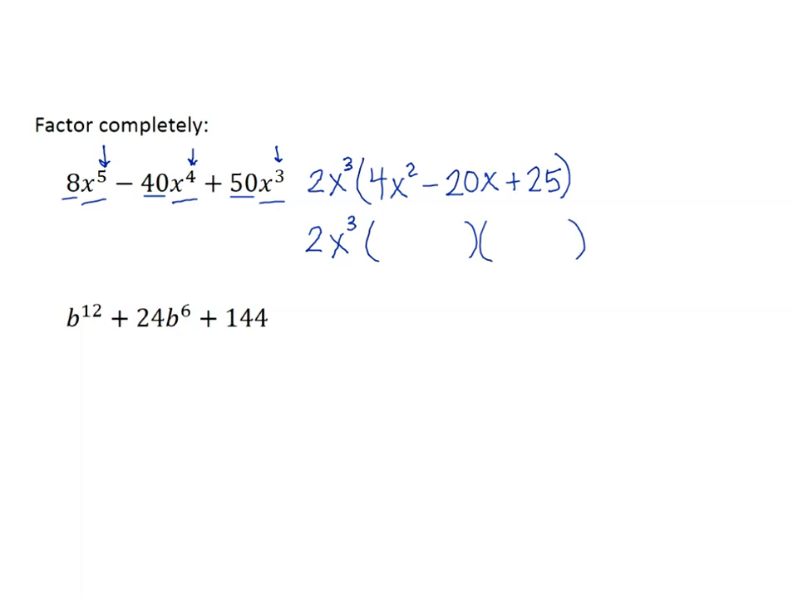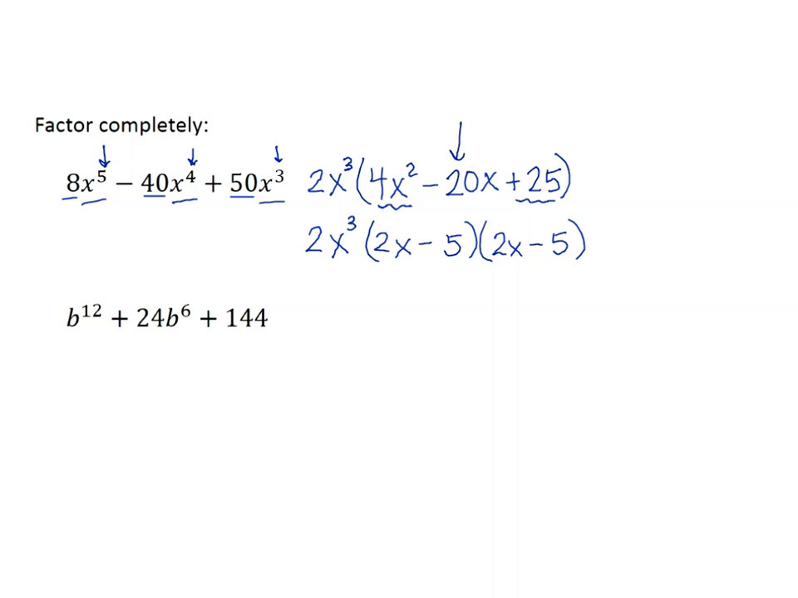And the way that I factor it is actually a lot like my checking. I take the square root of the first term, and that will go here and here. I take the square root of the last term, and that will go here and here. And then I take the sign of my middle term, and it's repeated in both.